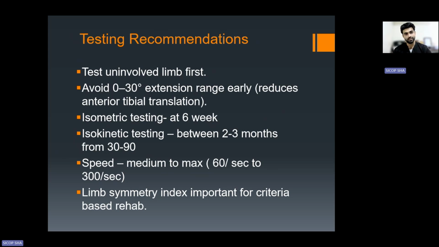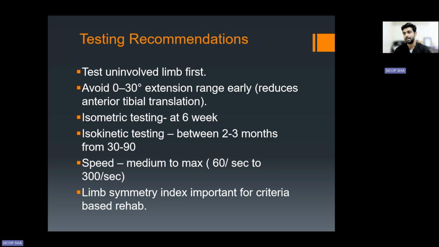Now in the initial phase of the rehab, or in the initial 3 to 6 months, avoid the 0 to 30-degree extension range early, because if we take 0 to 30 degrees of extension, it increases the anterior tibial translation. If we avoid 0 to 30 degrees of extension in the training and the testing, it reduces anterior tibial translation.